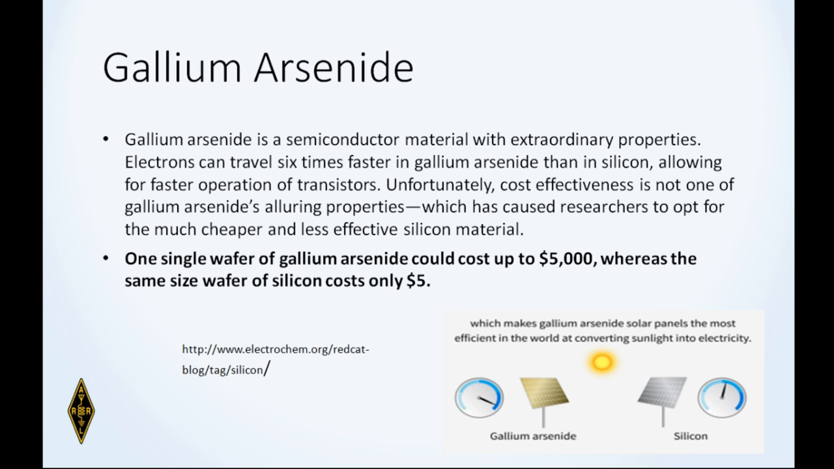The only problem, it's expensive. Where a wafer of silicon might cost you $5, gallium arsenide costs you $5,000. So look for it in the future. If a manufacturing process can be developed, then this offers extraordinary opportunities for improvements in semiconductor circuitry.